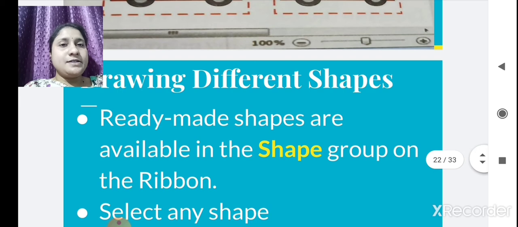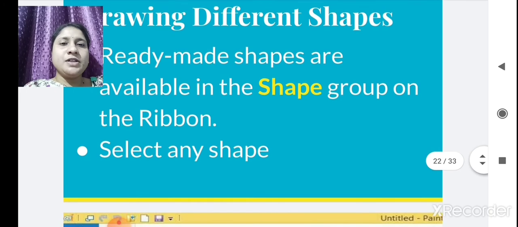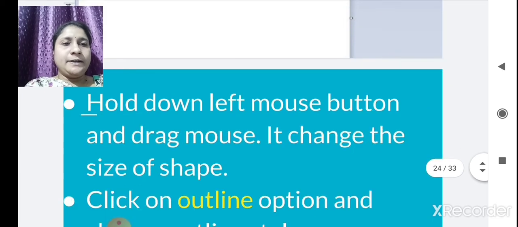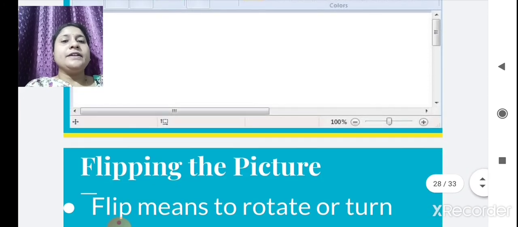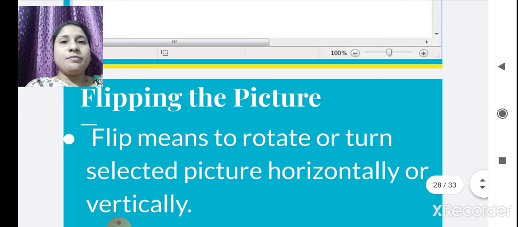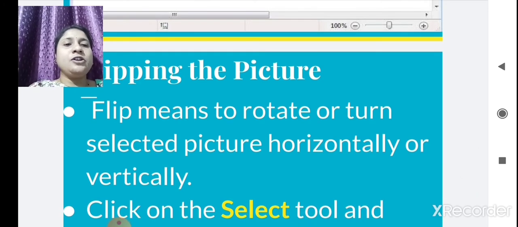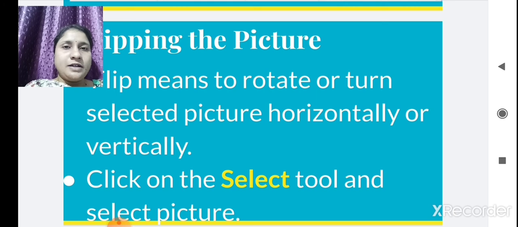We have already seen these shape groups in lesson number 3, the different shape groups and ribbons. Now we are going to see the next topic, flipping the picture. What does flipping mean? Flipping the picture means to rotate or turn the selected picture horizontally or vertically. When you click on the photo, it will show horizontally or vertically, upward, downward.